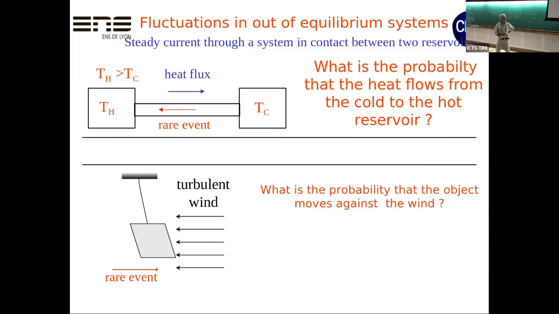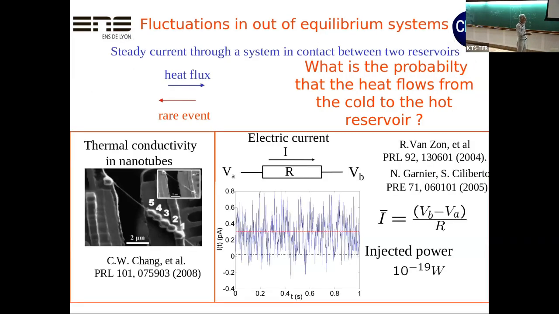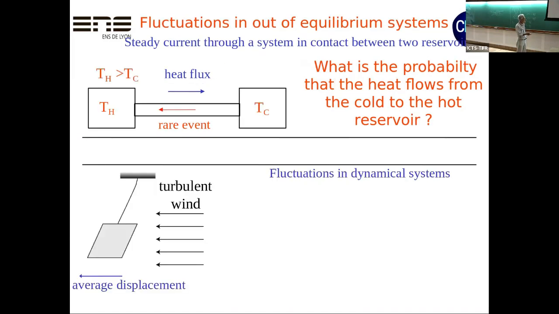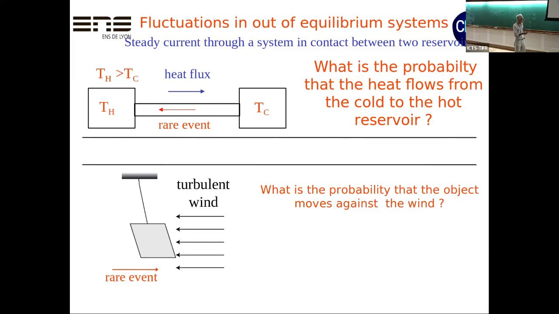And again, you see the difference is very big here. The injected power is 0.1 watt, compared with 10 to the minus 19 watt that I had before. So the situation is very different. In the previous case, the fluctuation is given by the thermal noise, but in any case there is this question: why do you have a behavior that goes in the opposite direction of the mean, with a sign that is different from the mean?